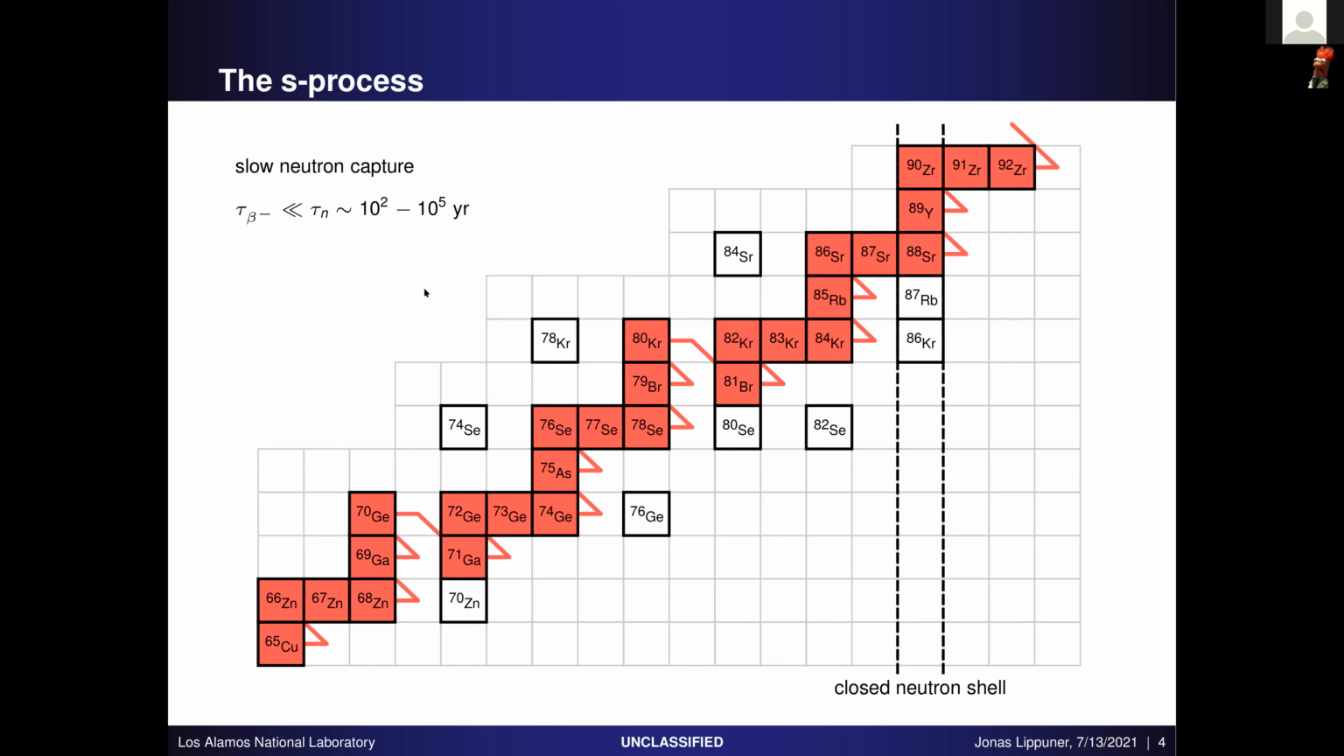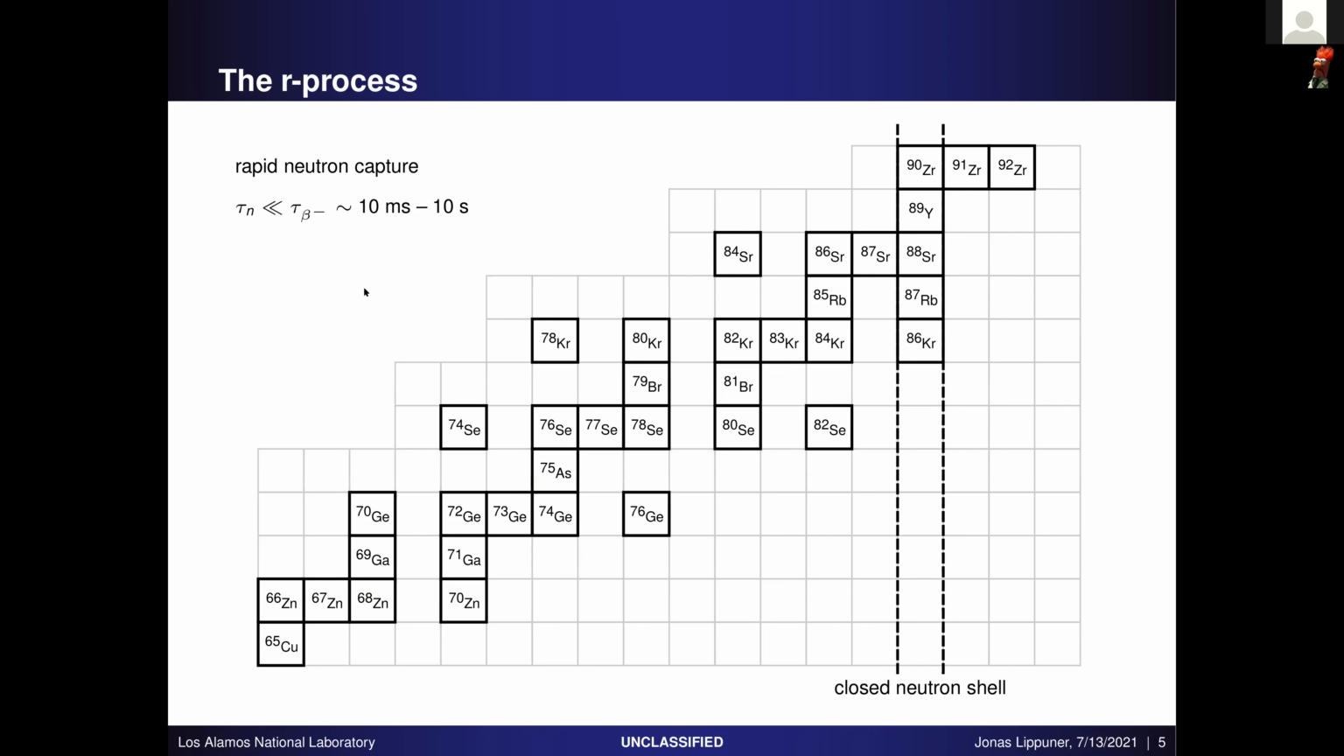Now, the more interesting flavor of the neutron capture process, at least for our purposes, is the rapid neutron capture process, basically the R process, where these two timescales are reversed. So now we have lots and lots of free neutrons available, which means we can capture many neutrons onto a nucleus, even when it becomes pretty unstable.